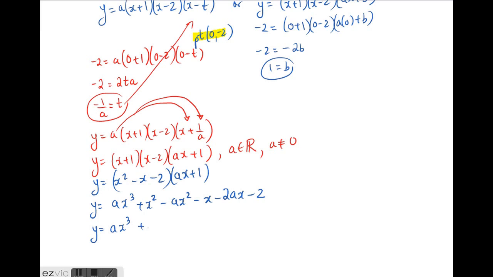ax cubed plus (1 minus a) with an x squared. Think of this as basically common factoring x squared out. I'm just writing it behind the common factor, when it is usually written in front. This time I'm writing it behind so that this is a coefficient. And then plus (negative 1 minus 2a) in front of x, minus 2. So a is allowed to be anything except 0 so that the conditions provided are satisfied.